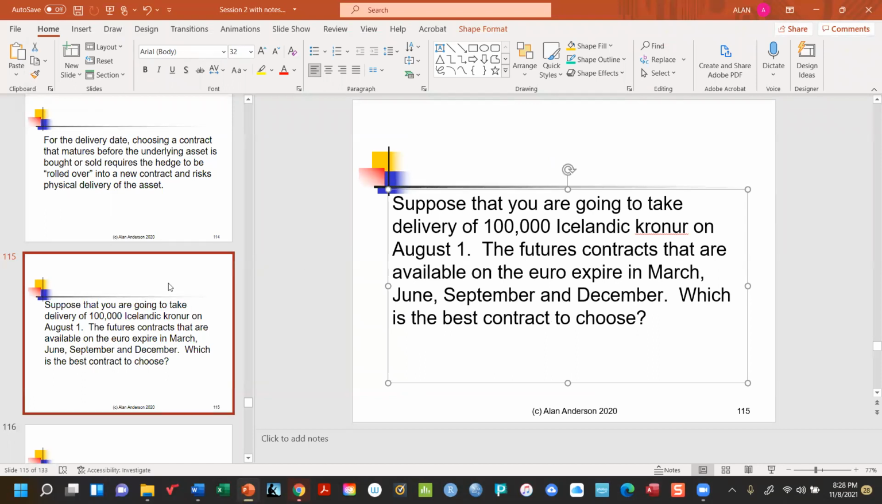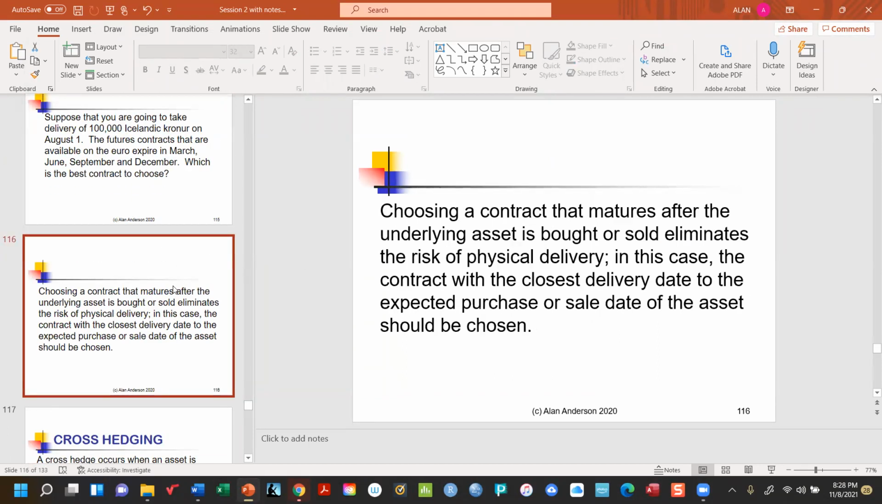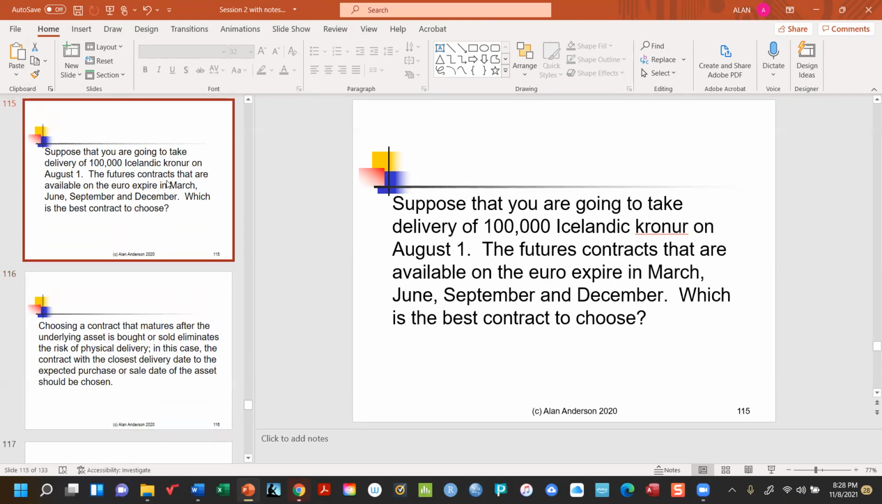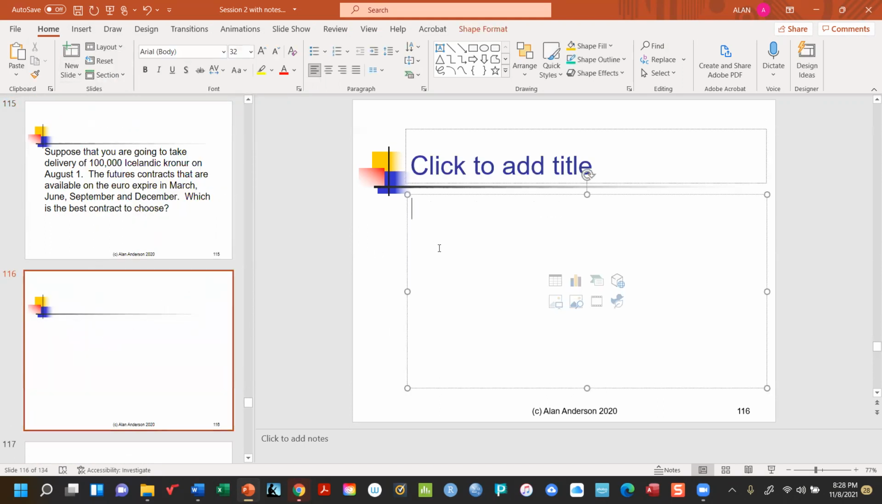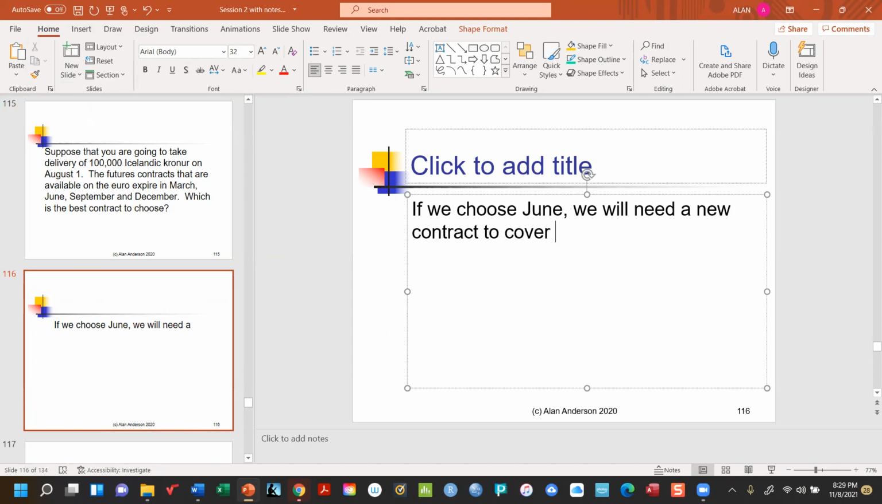But there's a lot of good reasons why you'd want to pick the contract that expires after your delivery date rather than before. Because before introduces even more uncertainty. If we choose June, we will need a new contract to cover the period from June to August. This introduces more uncertainty, which is exactly what we want to avoid.